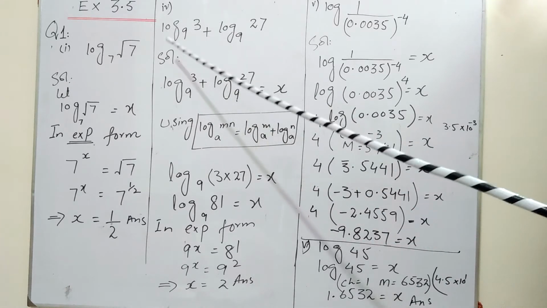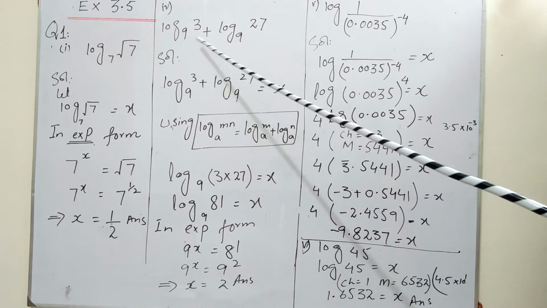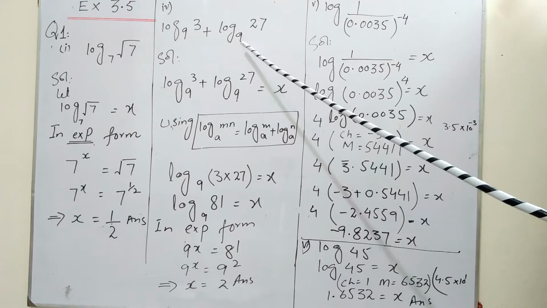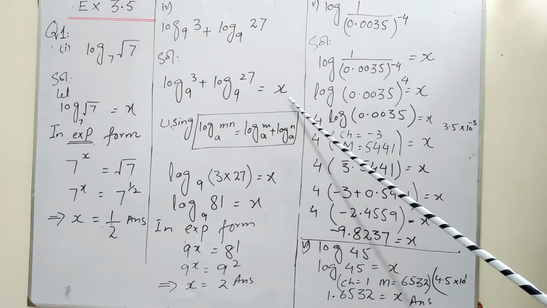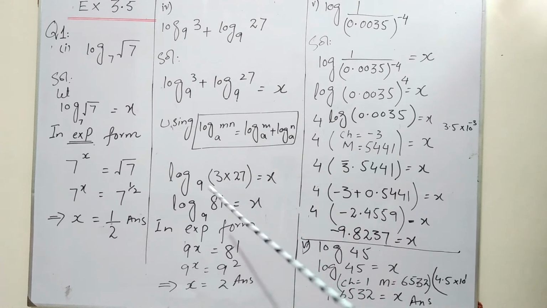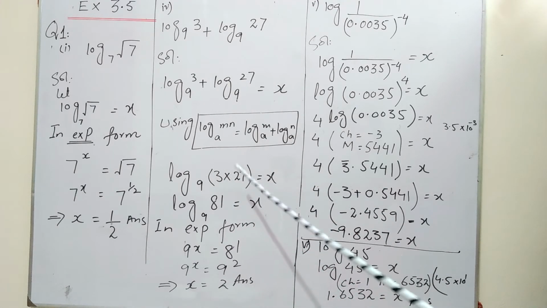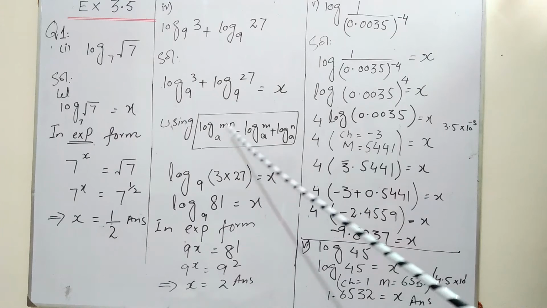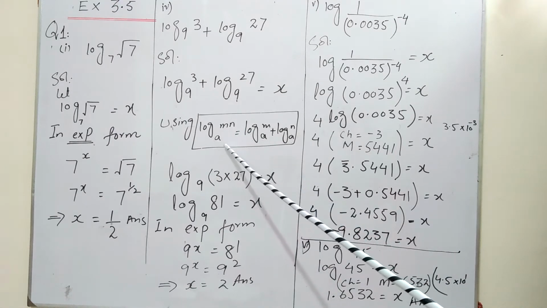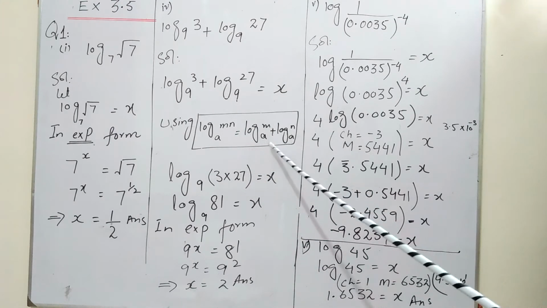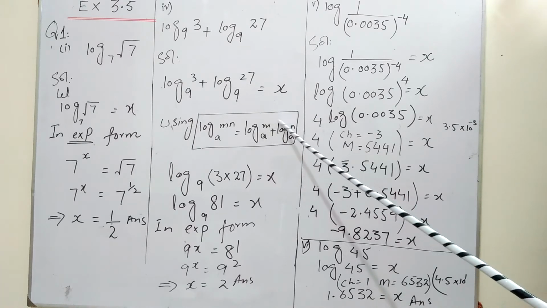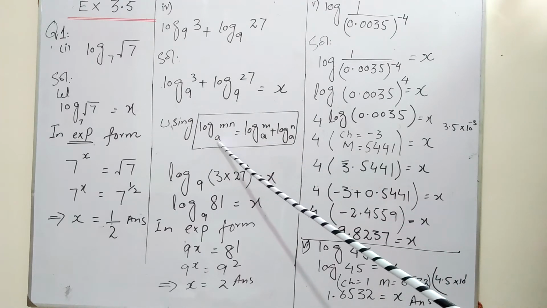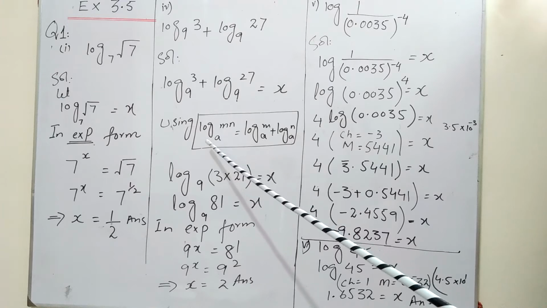Now part 4th is log 3 with base 9 plus log 27 with base 9. First we let this value be equal to x. Now we will think of a property, a law of logarithm, which we can apply on this question. This can be log of mn with base a is equal to log of m with base a plus log of n with base a. The question is in this form. We can use this form of the law for finding the value.